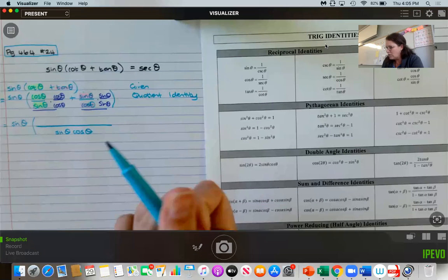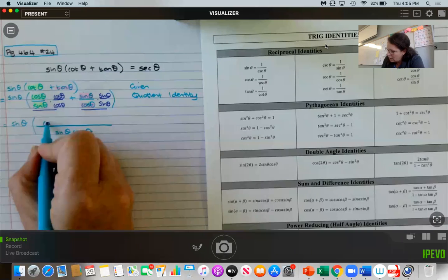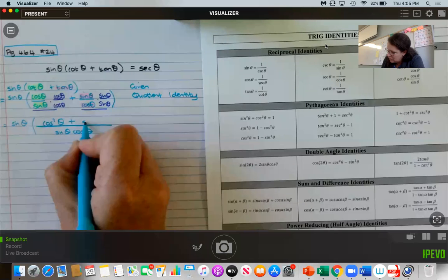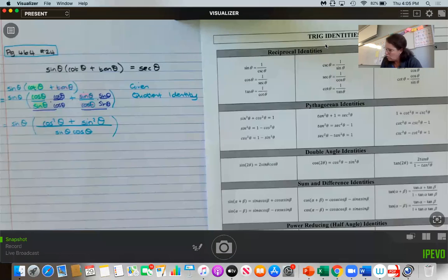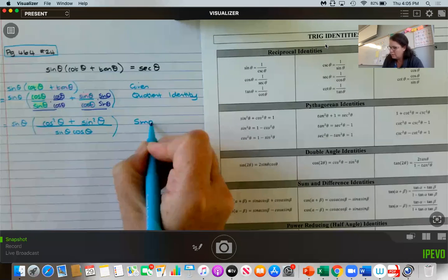And then I'm going to have cosine theta times cosine theta, which is cosine squared theta, plus sine theta times sine theta, which is sine squared theta. I didn't use an identity there. All I did was simplify, so I'm going to write that that's what I did.